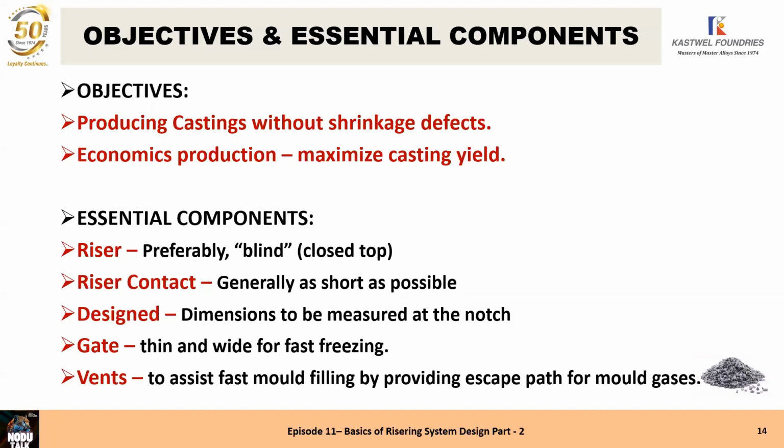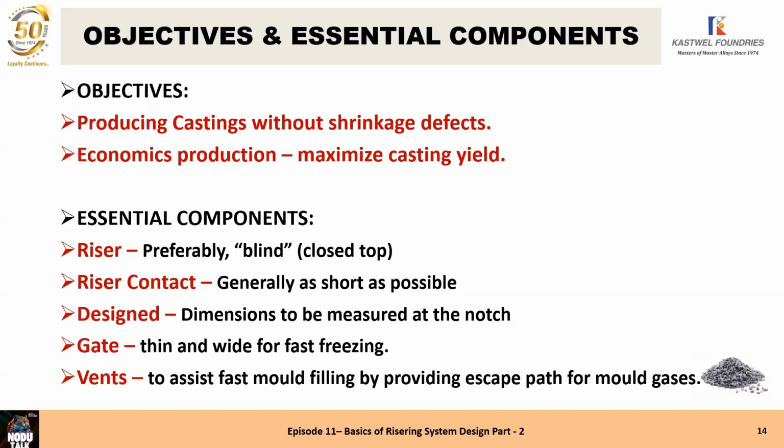Then economic production. We have to maximize the casting yield. The normal casting yield is around 45 to 50% in dieselmatic, and in steel casting it can be around maybe 50%, and in SGI it can go up to 70%, 72%, 75%. It is possible. So let us see how we can achieve some of these values to improve the casting yield without compromising on the quality.